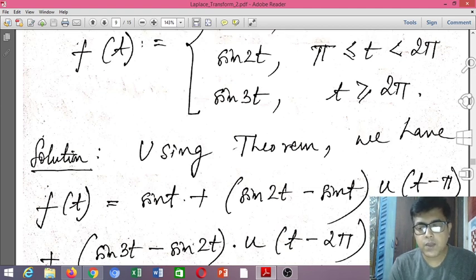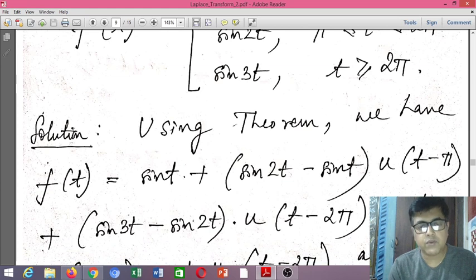Then plus it will be f3t minus f2t. That f3t is sine 3t here, f2t is sine 2t here. So sine 3t minus sine 2t into ut minus a2. a2 here is 2 pi. So ut minus 2 pi. And f1t is sine t, which I have written earlier. f1t plus this one, the first term. So this is the whole representation of this very function in terms of the unit step function, which is a requirement here in this particular problem. We are presenting this in the form of a unit step function before we go into finding its Laplace transform.